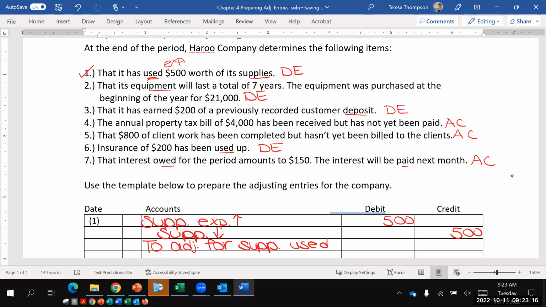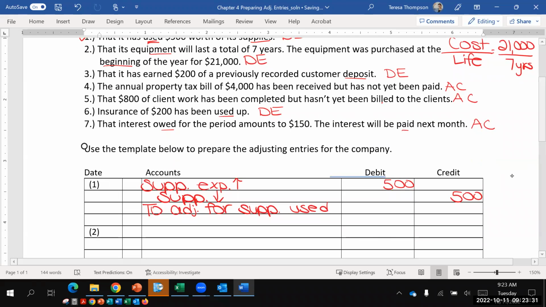Equipment will last a total of 7 years. It was purchased at the beginning of the year. So do your formula, cost over life. Okay, so 21,000 over 7 years. So that gives us $3,000. Anytime you see equipment, your two accounts will be depreciation expense and accumulated depreciation. I'll go back and fill in the explanations later, just so we can keep it moving.